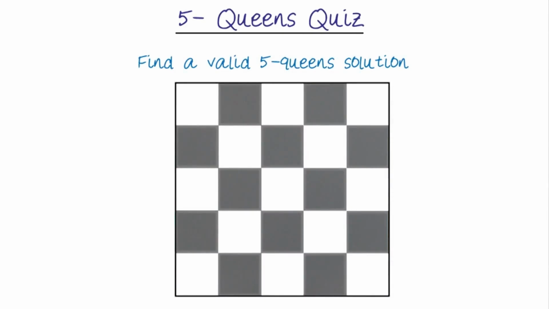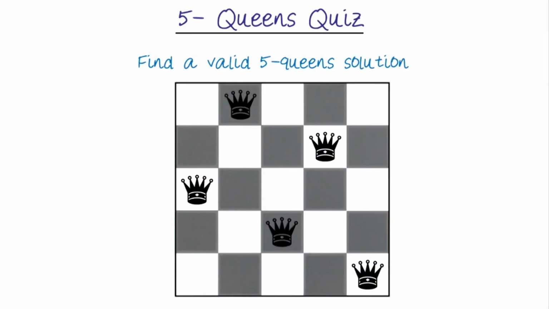Can we solve the 5 queens problem? Check the boxes for spaces that will contain a queen, such that no 2 are attacking each other. There are multiple solutions here, so just put down one. Here is one possible solution.